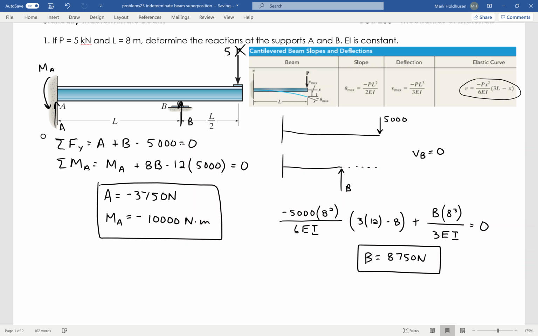So again, you just break this up into two pieces, knowing that the deflection at point B has to be 0. I have two beams. I find the deflection of each at B, add them together, and set them to 0 to get that third equation that helps me find the reaction at B. Then from that, I can just use statics to determine the other two.